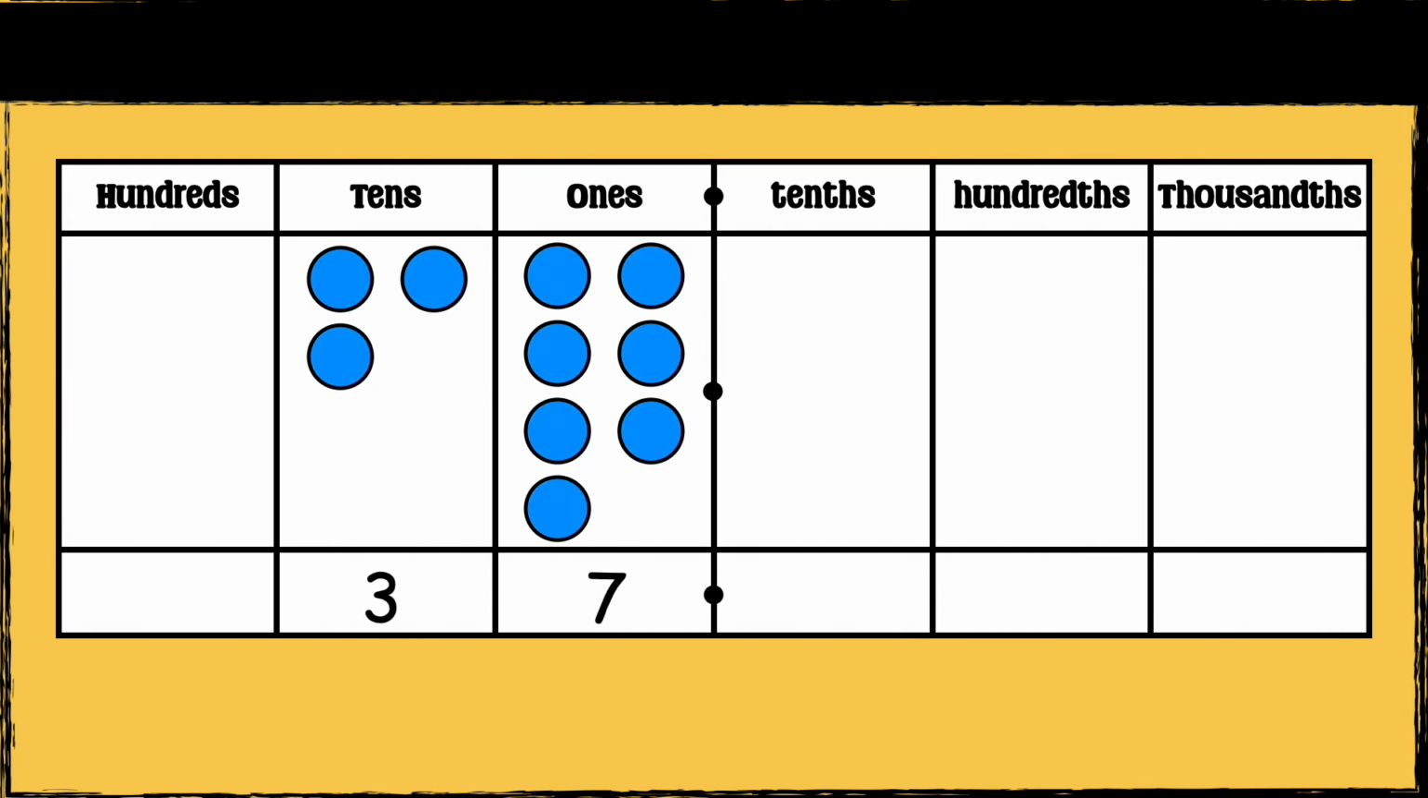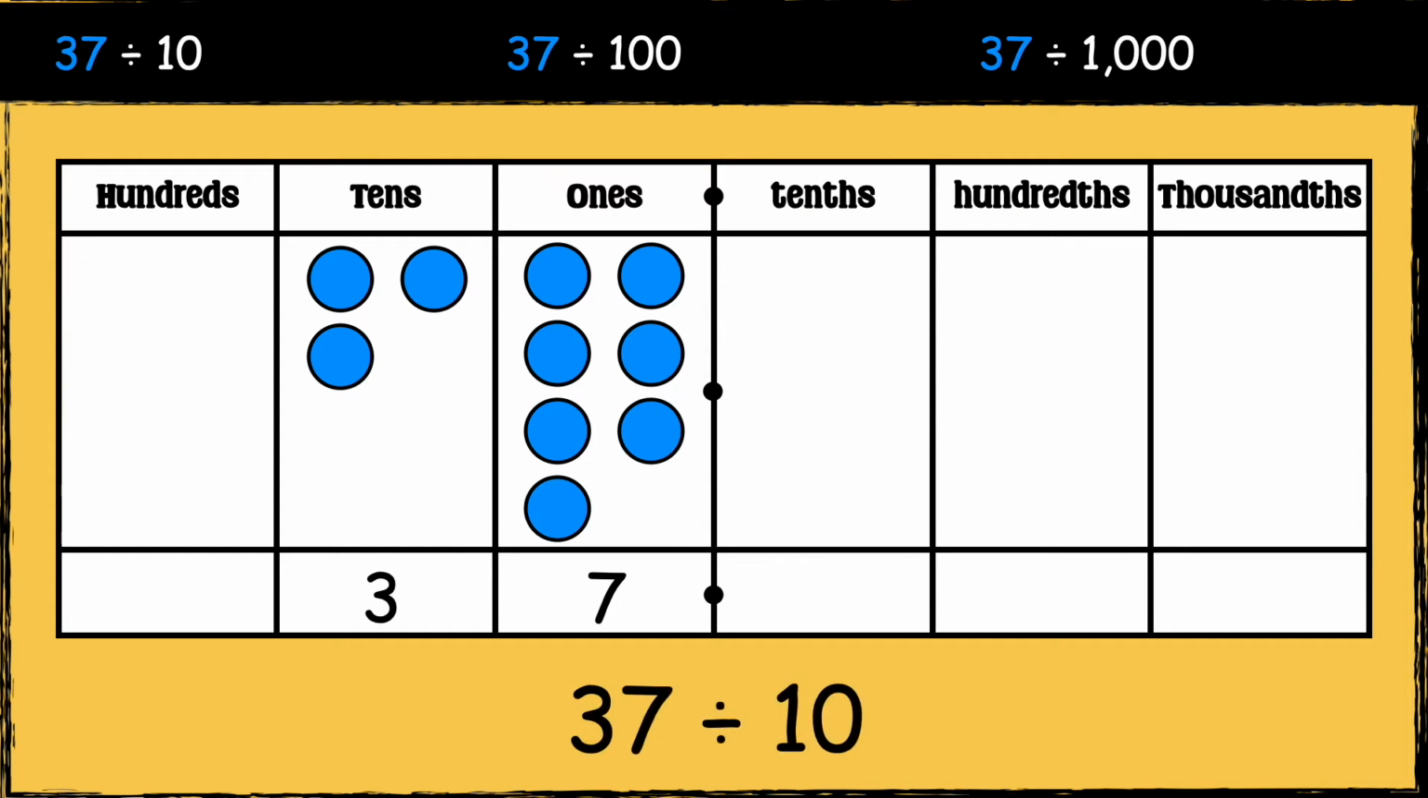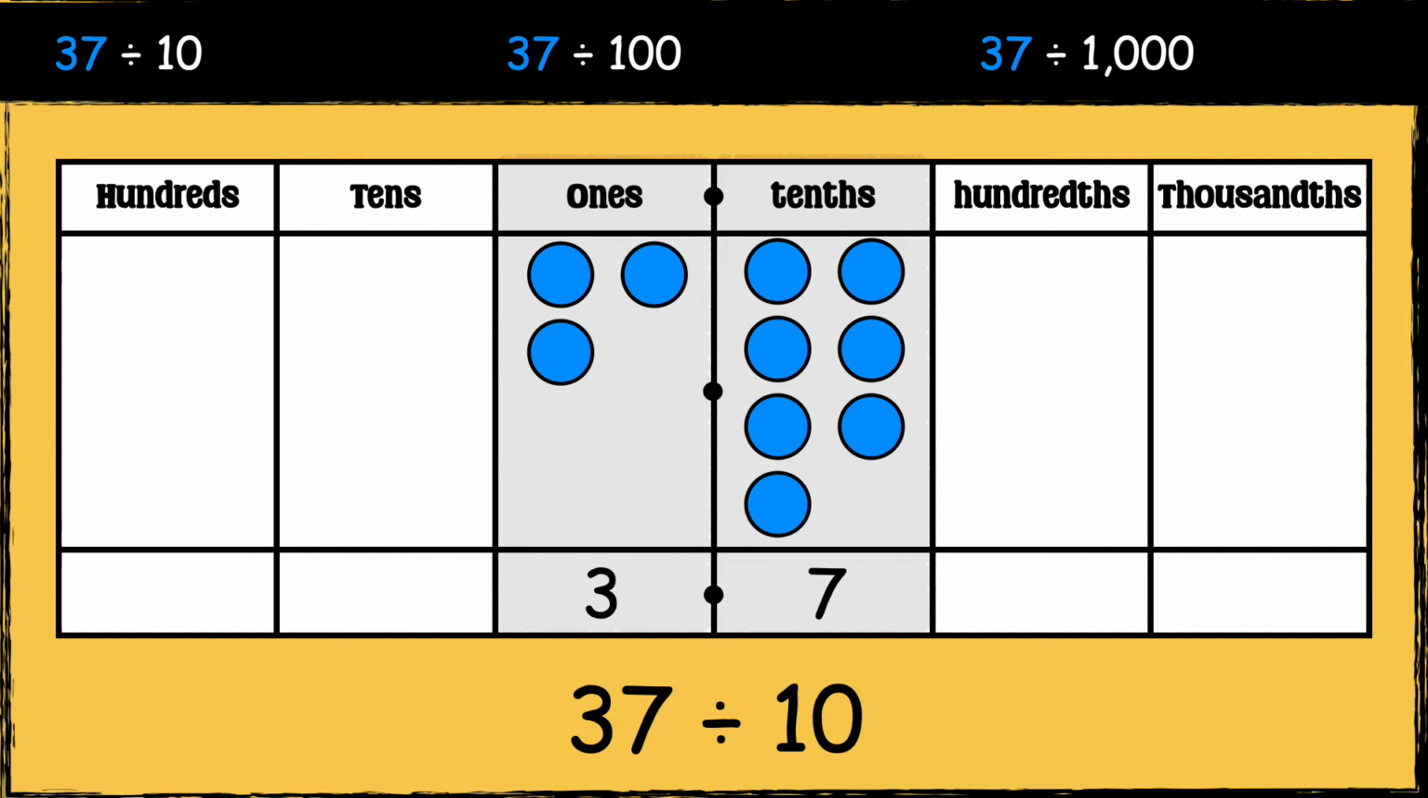Here's the first example. We're going to divide 37 by 10, 100 and 1000. Let's start by dividing it by 10. When we divide numbers by 10, the digits move one place to the right. So 37 becomes 3 ones and 7 tenths. So the answer is 3.7.